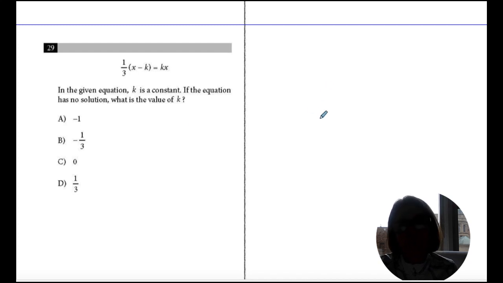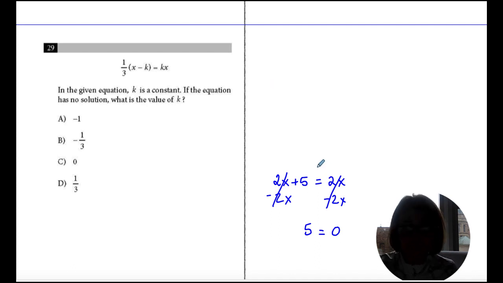A no solution equation is going to look like this: maybe 2x plus 5 equals 2x. Why? Because if you subtract 2x from each side, the variables cancel and you're left with a statement that's not true, which means there's no solution. That's the structure you're trying to get.